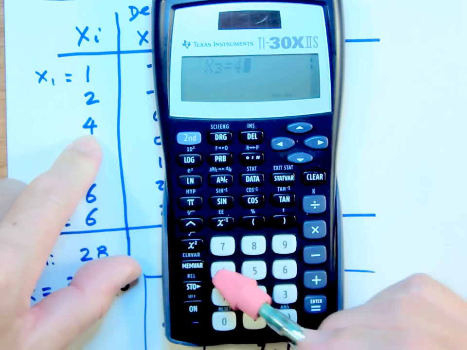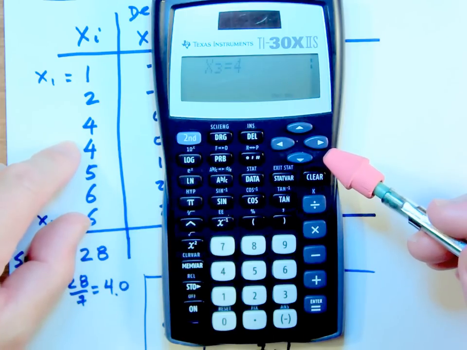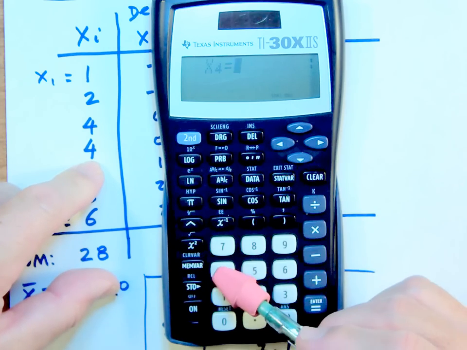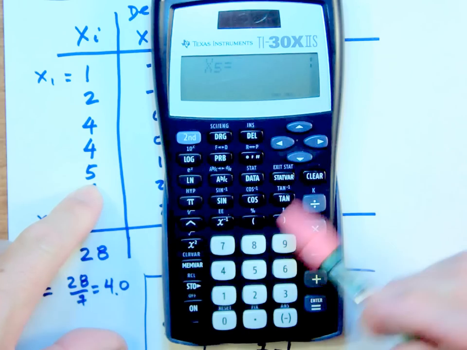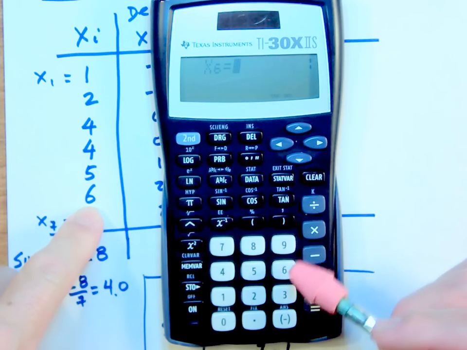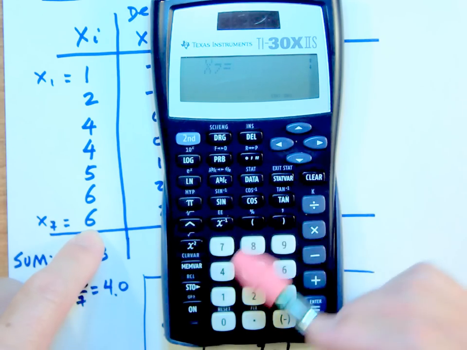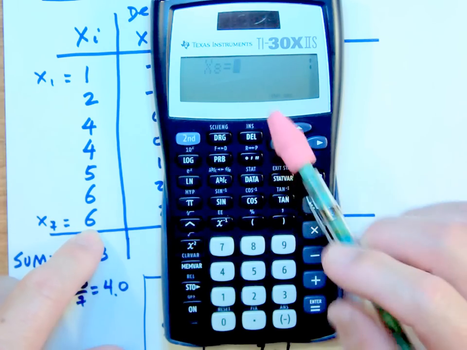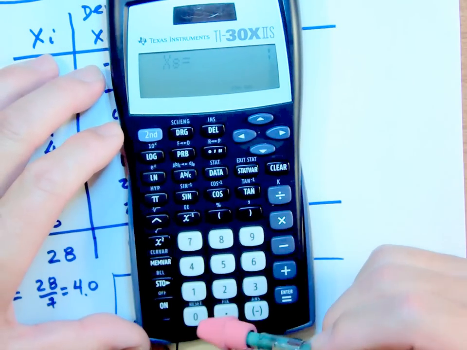x3 is 4. Now we do have two 4s here, but we are not going to utilize the frequency function now. So just go down, frequency 1, 4 again. Go down. Fifth data is 5. Go down. Sixth data is 6. Go down. Frequency 1. Seventh and our last data is 6 again. Go down, frequency 1. Now we don't have an eighth data, so we can just skip that. Don't enter anything. Do not enter 0.